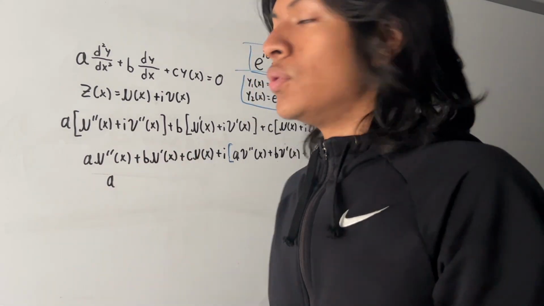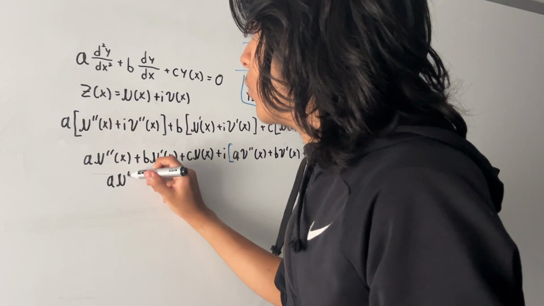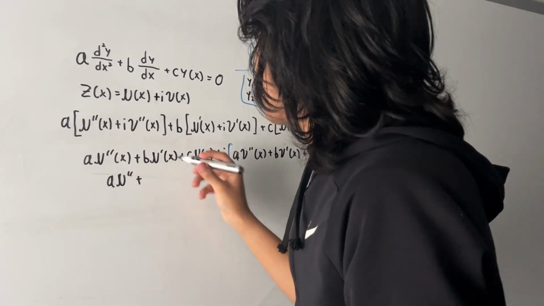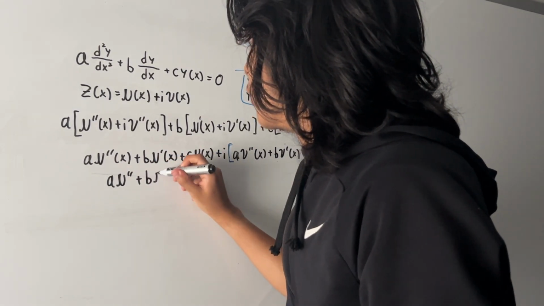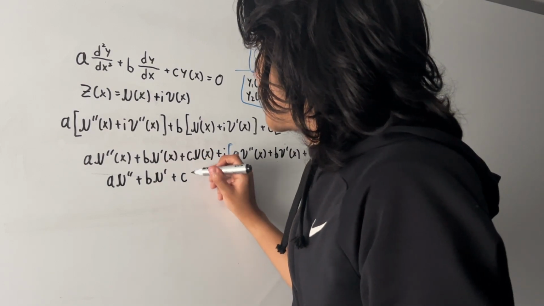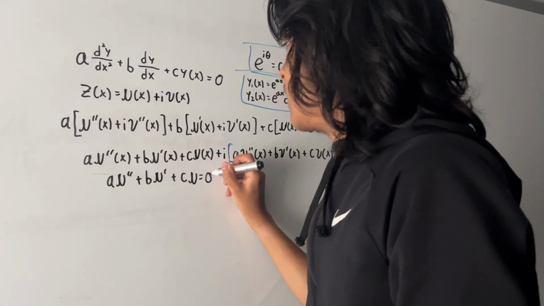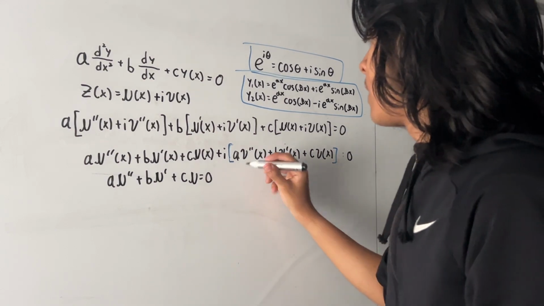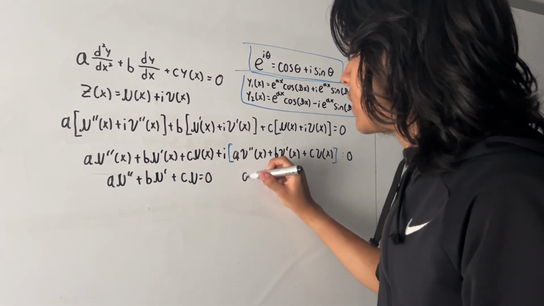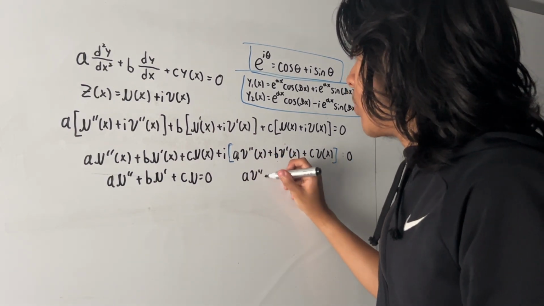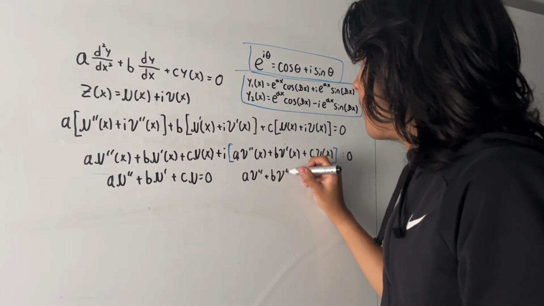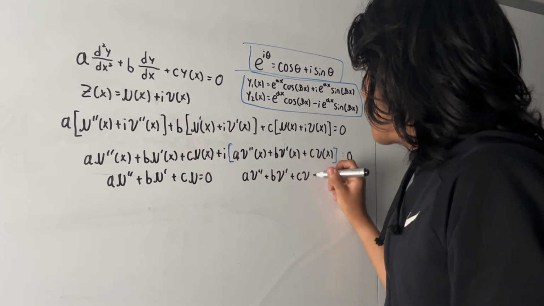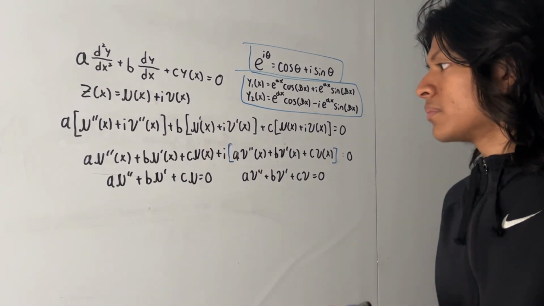So we're left with two different equations. So a u double prime plus b u prime plus c u has to be 0. And then same thing for this part right here. So a v double prime plus b v prime plus c v has to be 0.